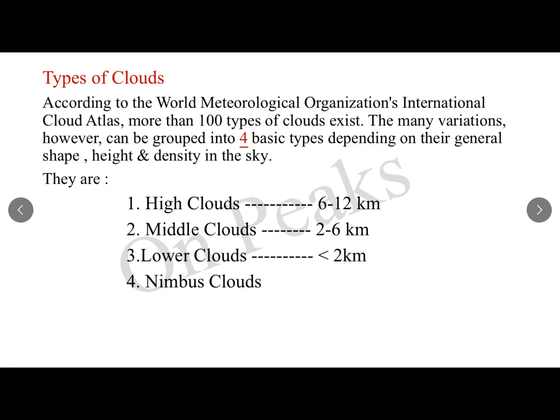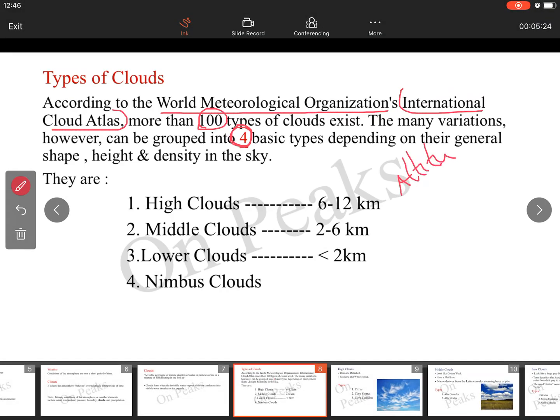There is an institution named World Meteorological Organization, and in its study, which is named International Cloud Atlas, it has defined that there are more than 100 types of clouds. So please remember, there are more than 100 types of clouds, but those can be grouped into 4 basic types, and these 4 basic types are classified on the basis of altitude. Please remember, on the basis of altitude or height.